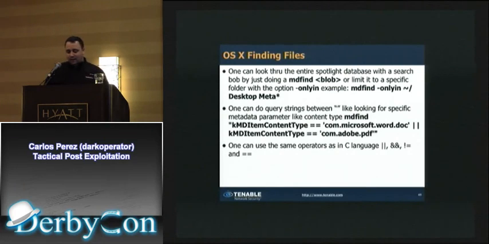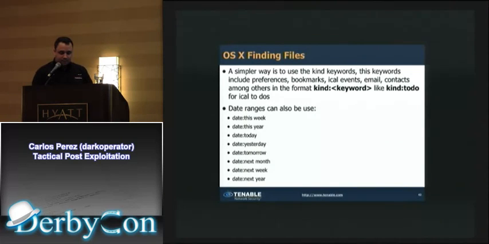I can also limit it to what path I search. Here you can see an example. As you can see, I can use several operators just like in the C language. I can search for content type only Word documents or content type PDF documents, and I can give it a regex to get more information. That way I'll only get the Word and PDF documents. So I can use that to further my search.